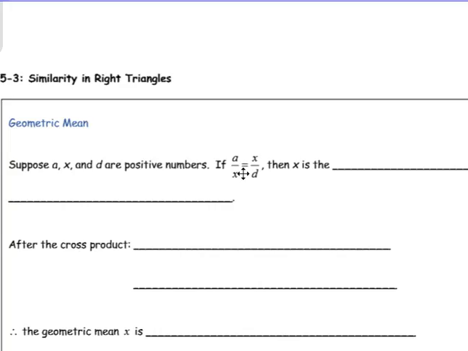All right, so let's start off with geometric mean. What this is saying is that suppose you have 3 variables, A, X, and D, and all of these numbers are going to be positive. They're going to be 0 or larger. You see no negative numbers. And what it says is, let's say you have a proportion such that A over X equals X over D, then X is going to be called the geometric mean.